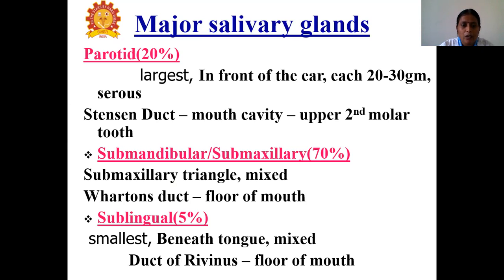This gland is located in the submaxillary triangle and it is a mixed gland. It drains its secretions through the Wharton's duct into the floor of the mouth. Next one is the sublingual gland. 5% of the total saliva is secreted by the sublingual gland. It is the smallest gland. It is present beneath the tongue. It is a mixed gland. Its secretions drain through the duct of Rivinus into the floor of the mouth.